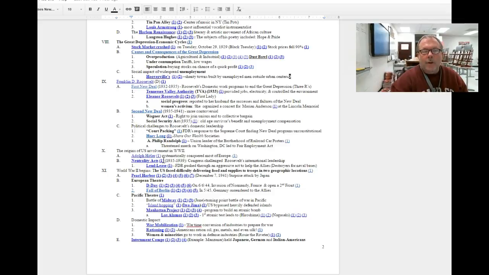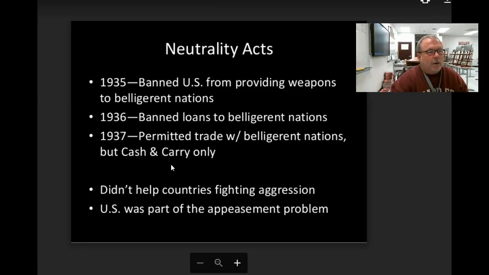What were Americans doing while Hitler and Germany, Italy, and Japan were systematically taking over Europe and Asia? Congress passed the Neutrality Acts. The Neutrality Acts were a reminder to the American people that Congress believed that we would be best served if we stayed out of the conflict in Europe. In 1935, the United States was banned from providing weapons to nations that were at war. In 1936, loans were banned.